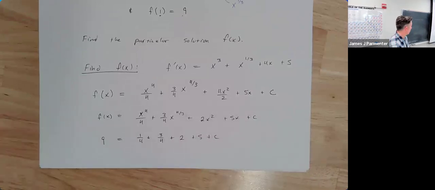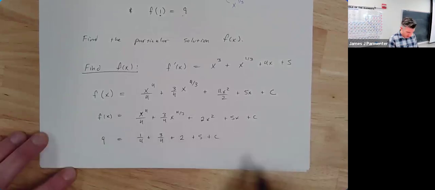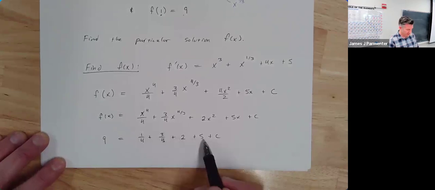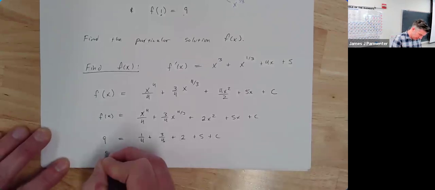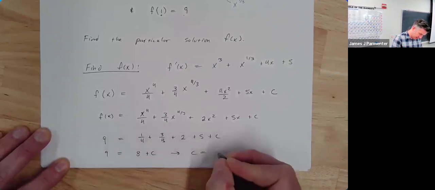So then I'm going to add all this together. And fortunately, the fractions work out nicely here. 1/4 plus 3/4 is just 1. And 1 plus 2 plus 5 is 8. So 9 is equal to 8 plus c. So c is equal to 9 minus 8, which is 1.